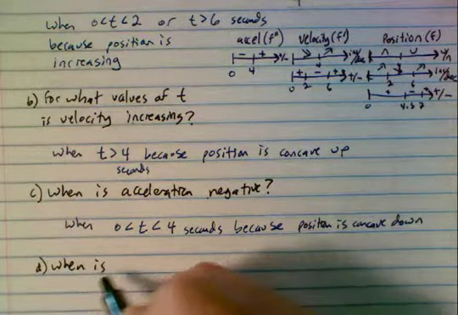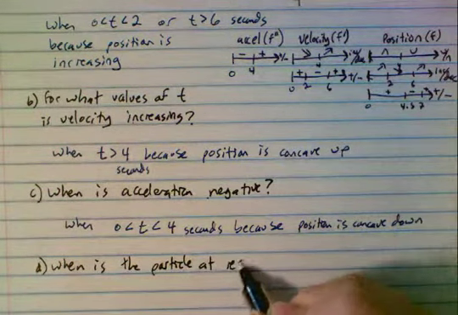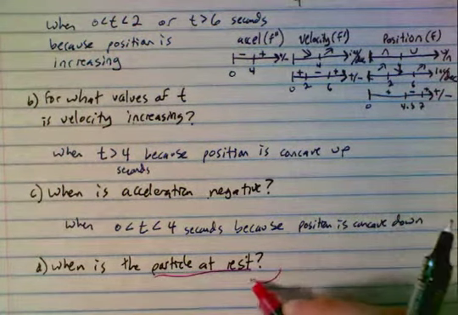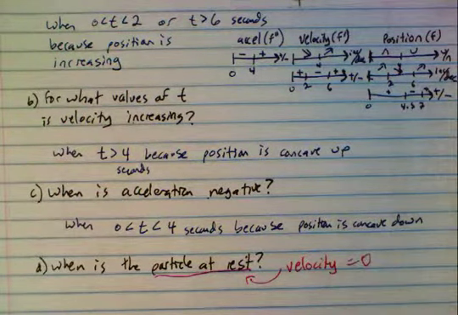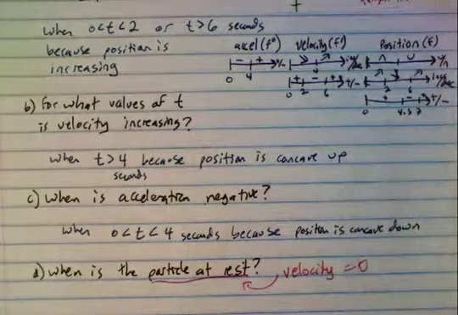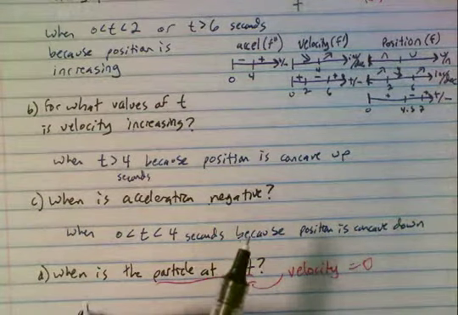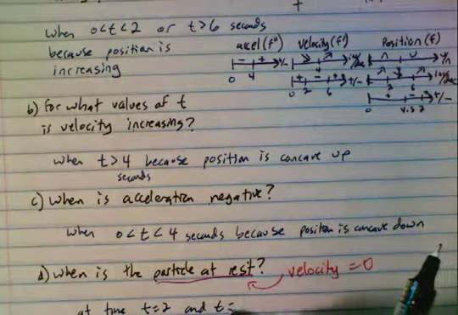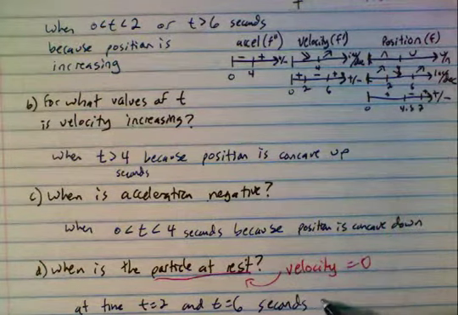When is the particle at rest? This is where you have to remember particle at rest means velocity equals 0. It's the same as where velocity is changing sign. So that occurs at 2 and 6. And that's because position changes direction.